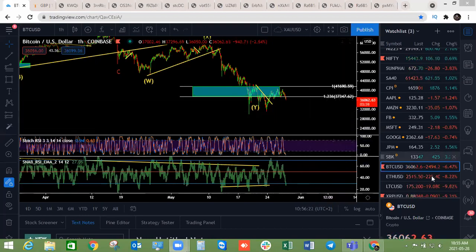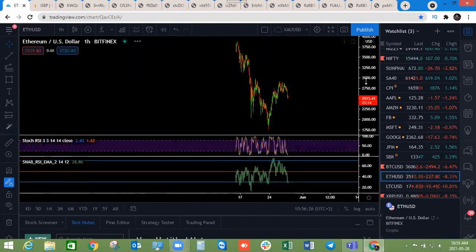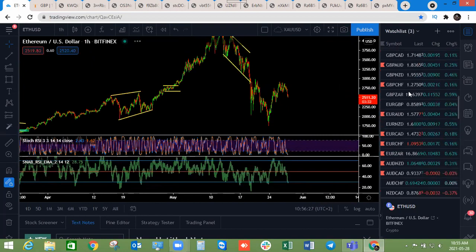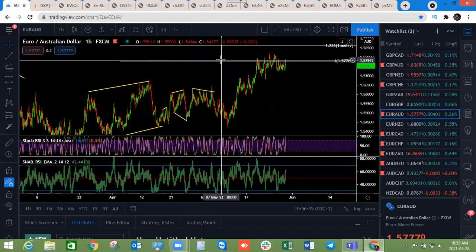Right, Ethereum. Data success is saying Euro Aussie. We have looked at Euro Aussie, haven't we? So Euro Aussie, this is what we have here. It's looking like a continuation pattern here. This is what I showed you on Euro Aussie. Let's check out the video again.